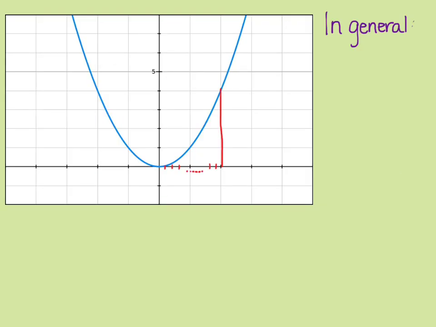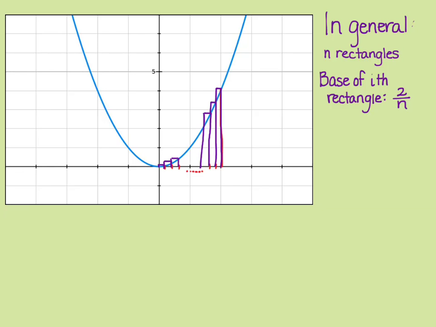I can also do this in general. So here I've split my interval up into an unknown number of equal sized chunks, and I can draw the rectangles using the right-hand endpoint to determine the height. So the base of the ith rectangle is going to be the length of the total interval, which is 2, divided by the number of rectangles, which we said was n. The right endpoint of the ith interval: each time I move over 2 over n units, and so if I'm finding it for the ith interval, I'm going to have to do that i times.